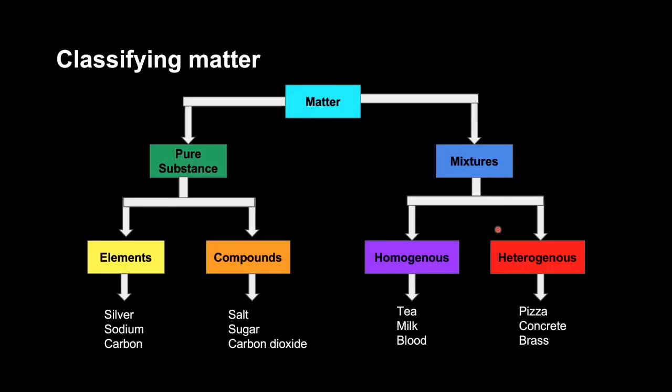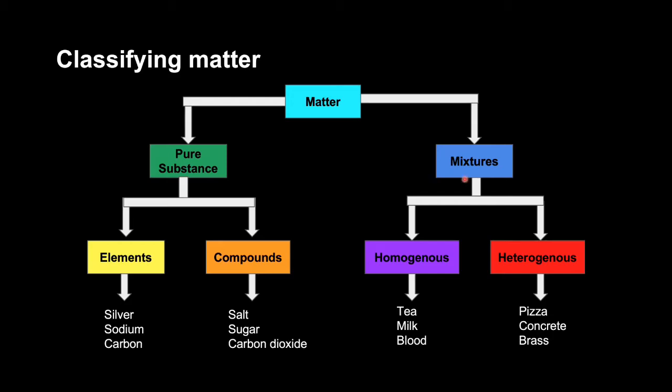So now we need to classify matter. Matter can be broken down into pure substances or mixtures. For a pure substance, you'll have elements. These appear on the periodic table, such as silver, sodium, and carbon. There are also compounds, substances composed of two or more elements in fixed proportions, such as salt, which is NaCl, sugar, C12H22O11, and carbon dioxide, CO2.